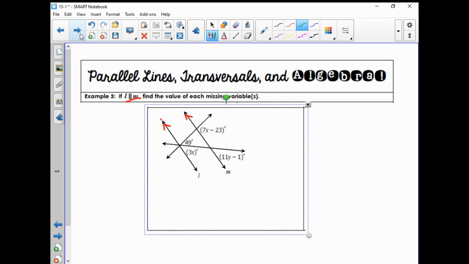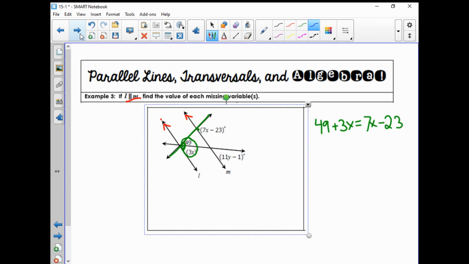So when we're looking at this, notice this angle right here is a corresponding angle. So if you look, here's my transversal. So this is kind of on this side of the x. It's going to correspond with this angle, that 49 added to the 3x. So those are corresponding angles right here. They're equal. So we can go ahead and add these together and say that 49 plus 3x is equal to 7x minus 23. And then we solve.